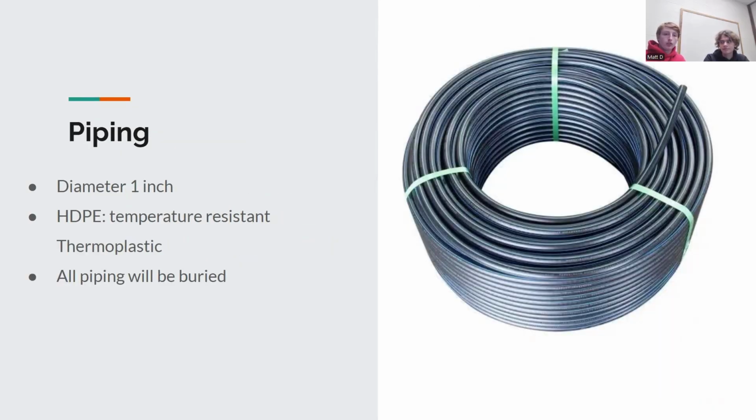And looking at the piping, like I had said, and you could see in the schematic, all the piping will be buried, and that is to prevent the water from freezing. This piping material is HDPE, which is a temperature resistant thermoplastic. And so in the winter, there will be no freezing. There shouldn't be any problems to that extent. And the diameter of the pipe is 1 inch, and you can see how that works out and is supported in our calculations, which I'll be talking about shortly.